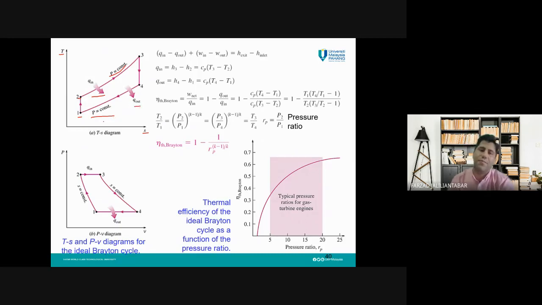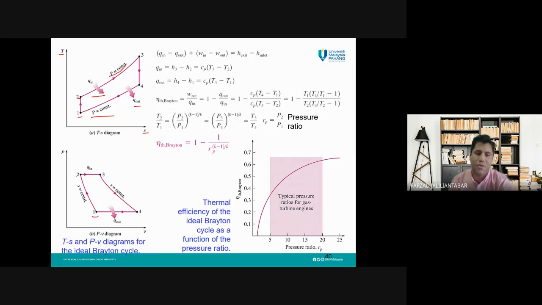Similar to the Carnot, Otto, diesel and dual cycles, you need to know also how this cycle looks in the TS diagram. So simply, the TS diagram is like this. And how about the PV diagram? The PV diagram of this cycle is like this.